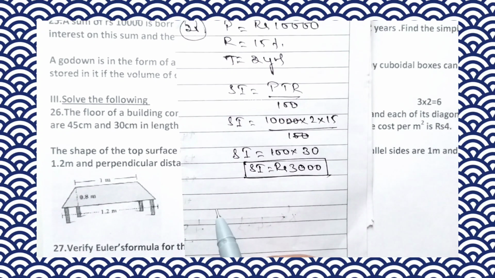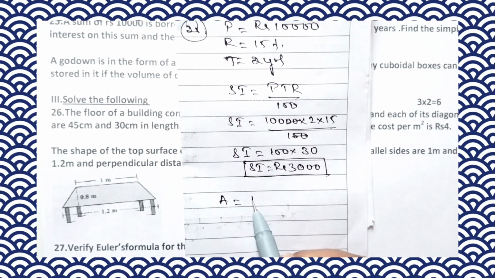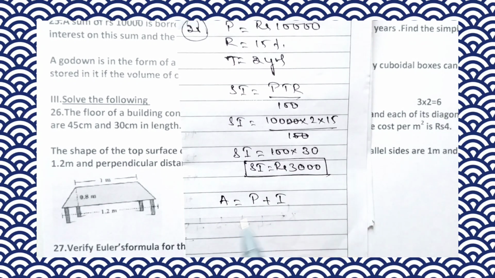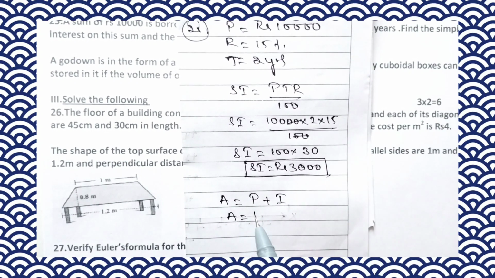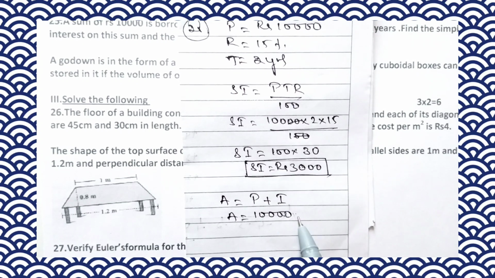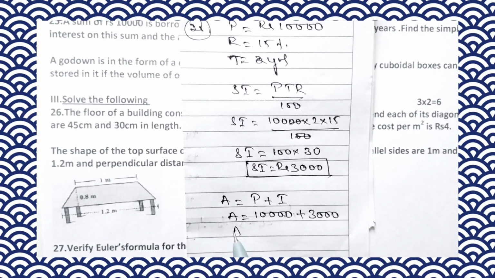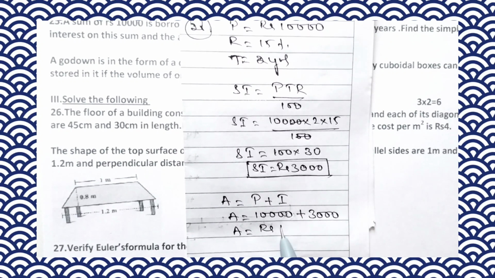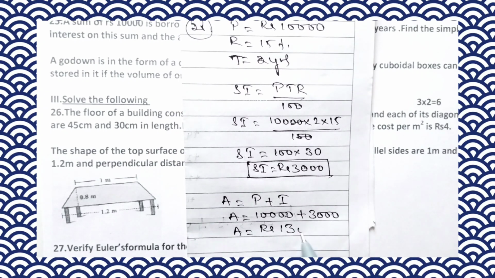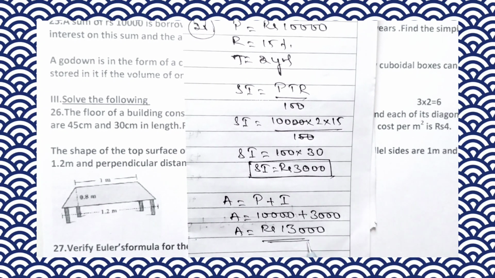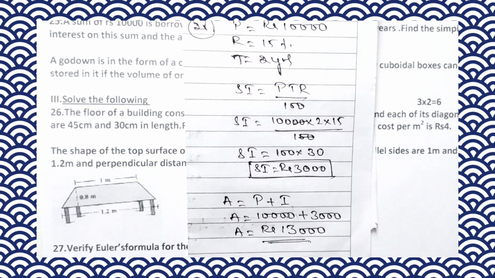Now calculate the total amount. So total amount is equal to principal amount plus interest. So total amount is equal to principal amount 10,000 plus interest 3000. Therefore total amount is equal to rupees 10,000 plus 3000, which will become 13,000 rupees. So 13,000 rupees is the total amount. So like this we have to calculate this one. Now let us move to the next question.